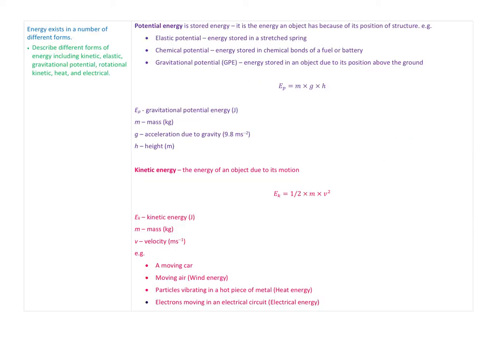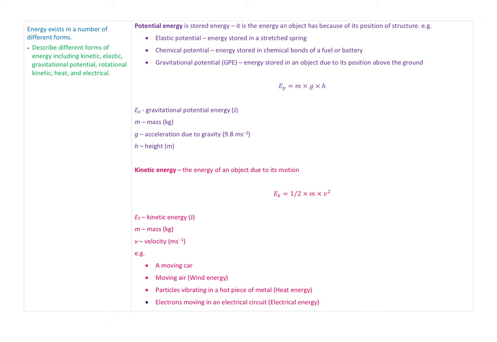Energy exists in a number of different forms. So our learning intention is to learn about different forms of energy. How will we know we've done that? What will our success criteria be? We can describe different forms of energy, including kinetic, elastic, gravitational potential, rotational kinetic, heat, and electrical. And we'll get into looking at that now.